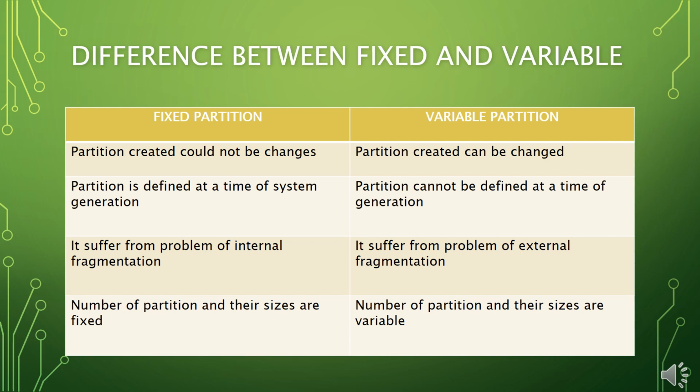According to what we have learned about fixed and variable partitioning, we can differentiate between them. First, partitions created could be changed in fixed partitioning, whereas they could not be changed in variable partitioning. Partitions are defined at the time of system generation in fixed partitioning, whereas here they cannot be defined at the time of system generation as it is dynamic partitioning. Fixed partitioning suffers from internal fragmentation, whereas variable partitioning has external fragmentation. The number of partitions and their sizes are fixed with fixed partitioning, whereas in variable partitioning, the number of partitions and their sizes differ.